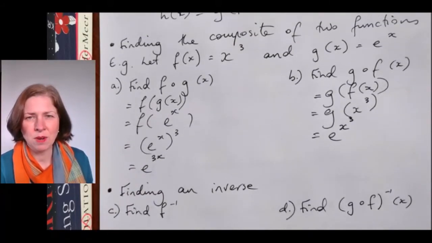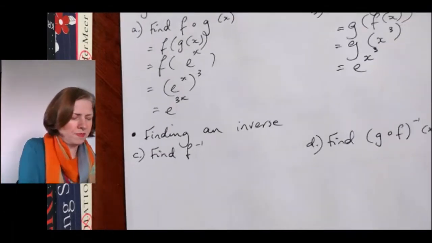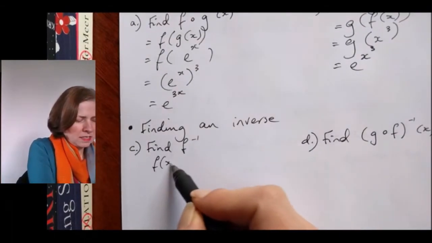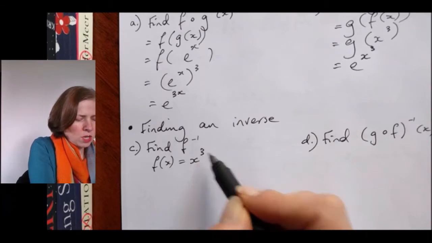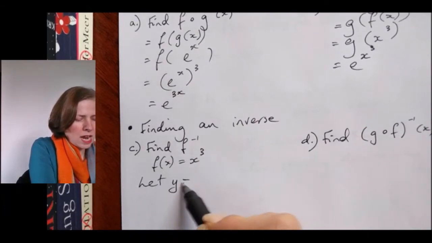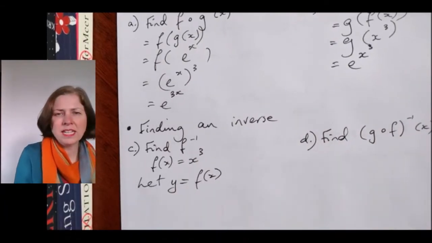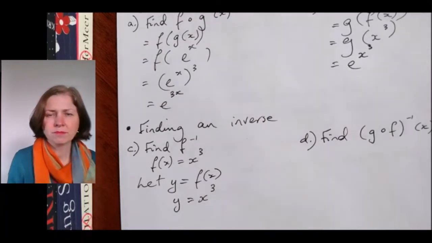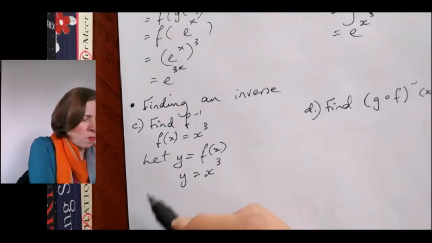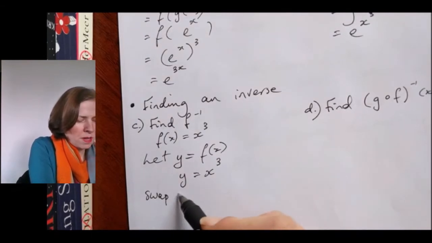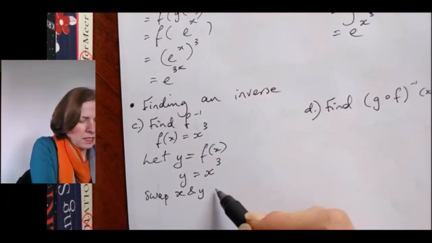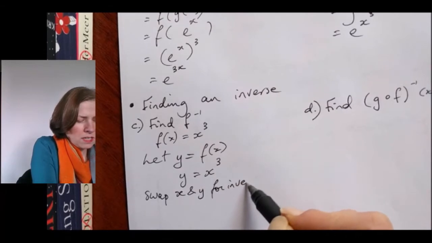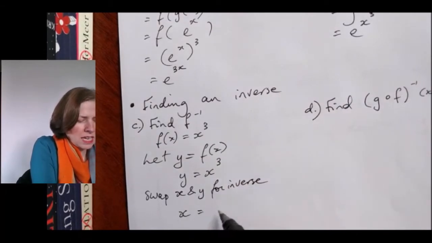That's a nice easy one. f of x is x cubed. I'm going to let y equal f of x, and the reason I do that is so I can write y equals x cubed. And now I swap x and y. Remember this? Swap x and y to find the inverse. And I'm left with x equals y cubed.